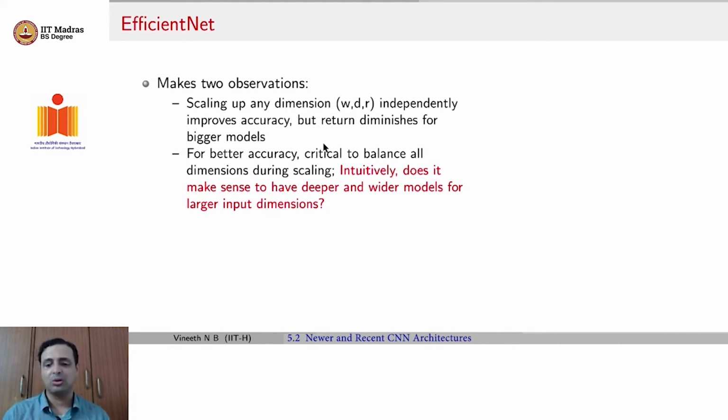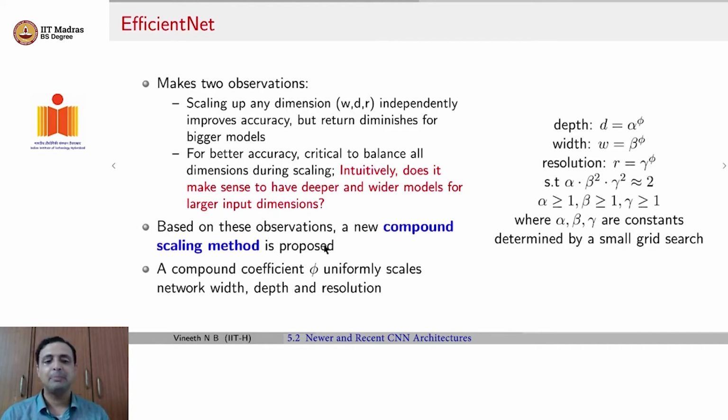So how do you go about doing this? They proposed a new scaling method known as the compound scaling method. The idea was you could scale your architecture given a particular baseline architecture. You could scale the depth, width, and input resolution of the image through your current model design using a single scaling coefficient called phi.